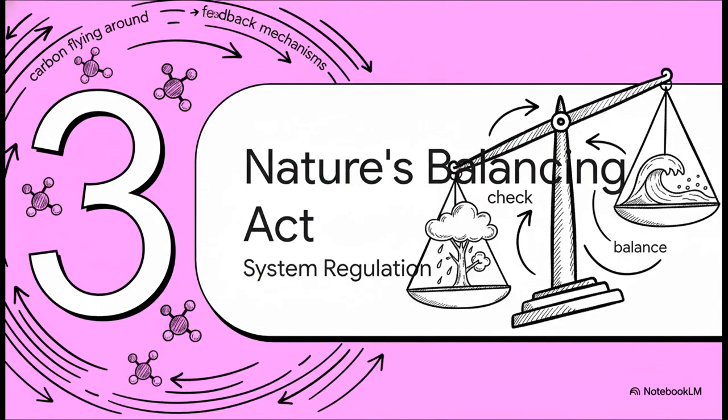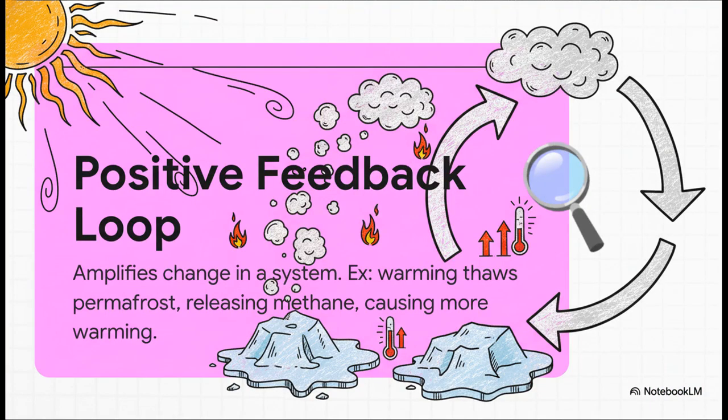So, with all this carbon flying around constantly, how in the world does the system stay stable? Well, it does that using something called feedback mechanisms. You can think of them as the planet's own internal checks and balances. Okay, so first you have positive feedback loops. Now, it's super important to know that positive here does not mean good. It just means it amplifies whatever change is happening.